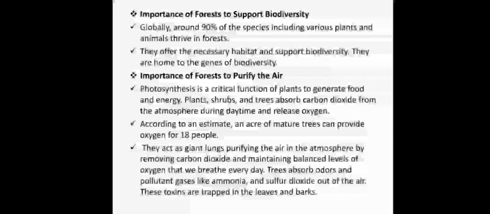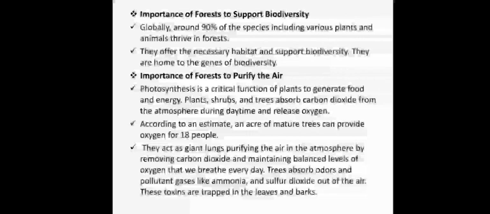Importance of forest to purify the air. Photosynthesis is a critical function for plants to generate food and energy. Plants, shrubs and trees absorb carbon dioxide from the atmosphere during daytime, when the photosynthesis process occurs, and release oxygen.